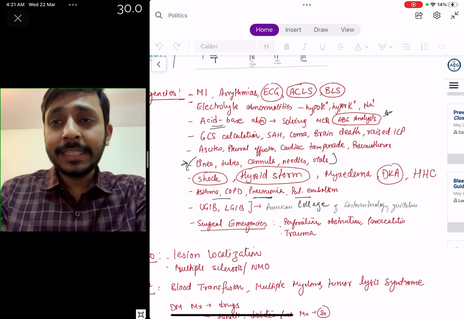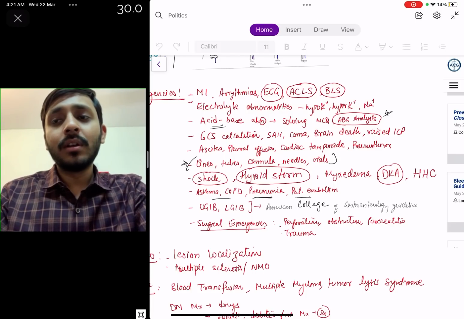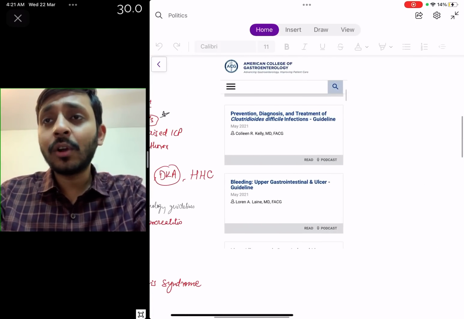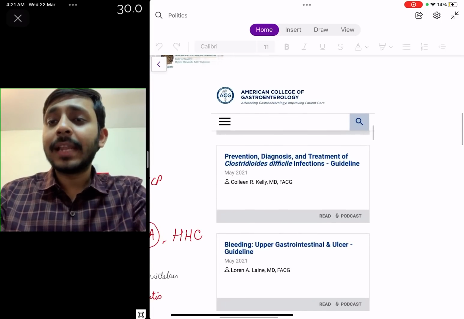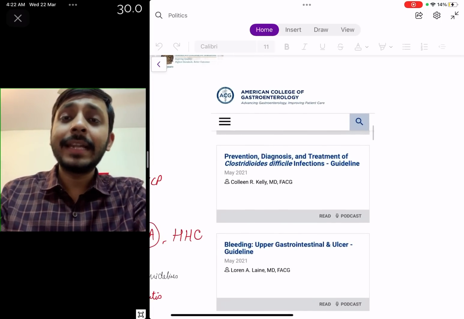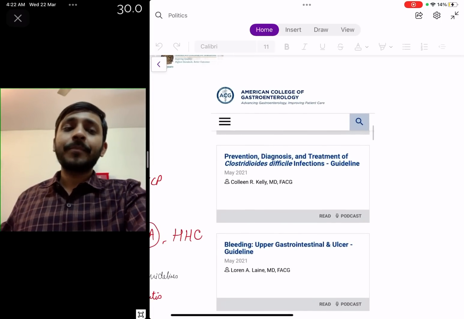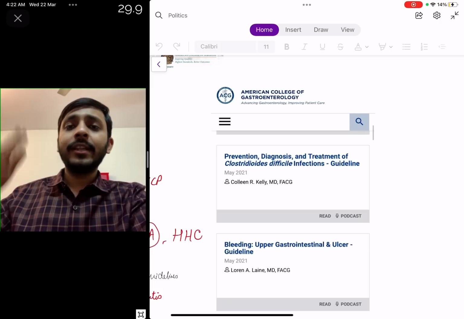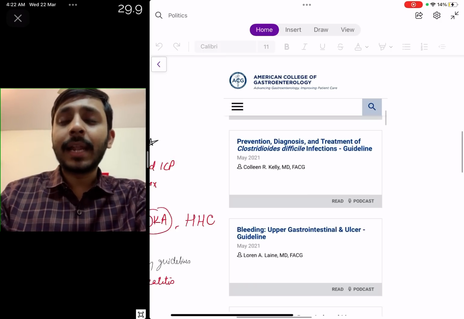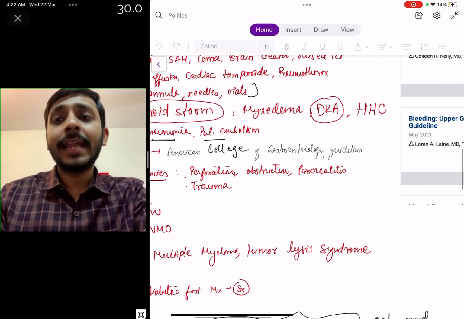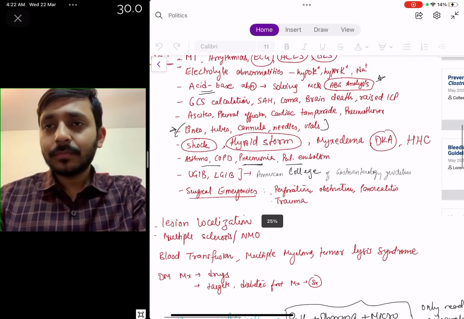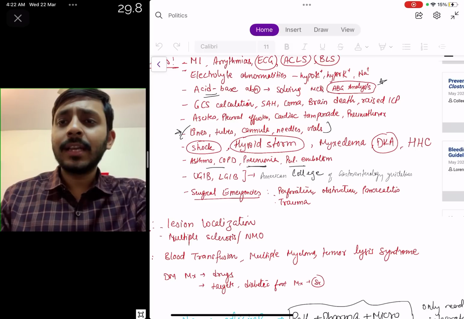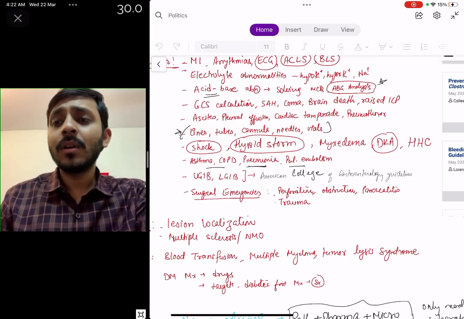And where to read these two from? I'll recommend you read it from the American College of Gastroenterology guidelines. They are available for free on their website. Like bleeding in upper GI and ulcer, it gives an algorithmic approach: what is the next step based on the endoscopic findings? What will you do? It tells you that. So these are the things that are asked in AIIMS medicine.